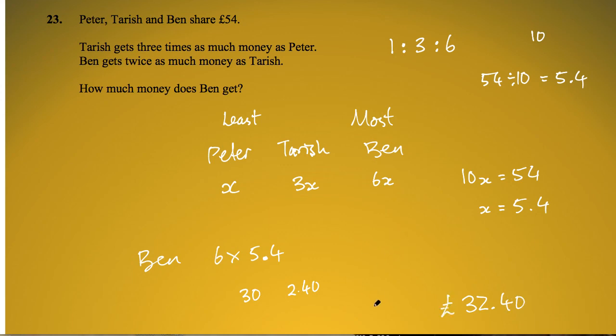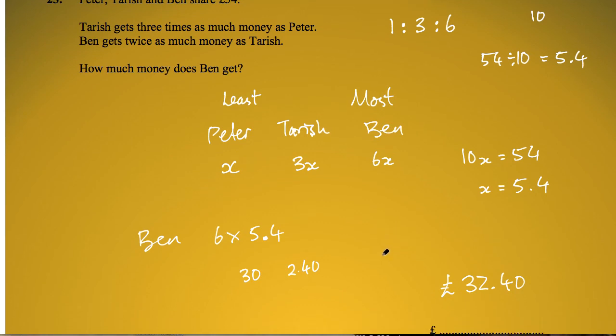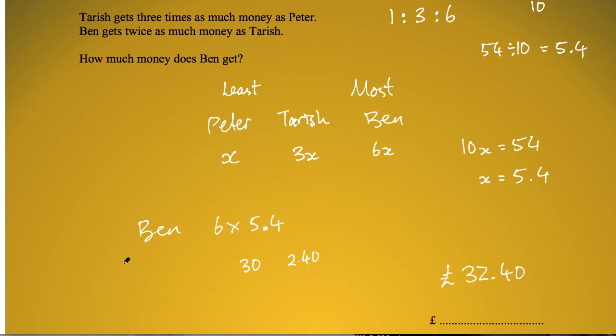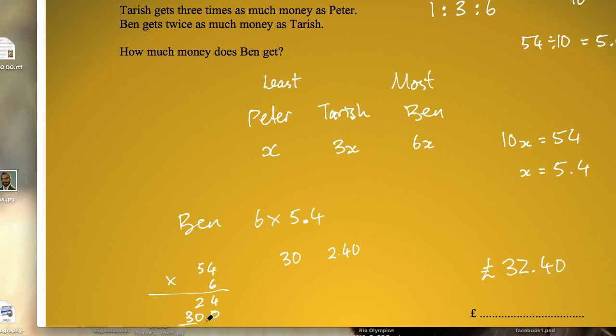Again, you could do that as a long multiplication as well. I know I'm doing lots of these questions in lots of different methods, but 6 is kind of useful to see. Times 5.4, you would do 6 times 54. Normally we put the 6 there, don't we? We do 54 times 6, and then deal with the decimal point later. 6 fours are 24. 0 in, 6 fives, 30. Add them together, and you get 324.